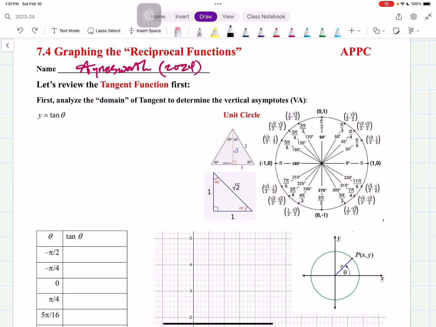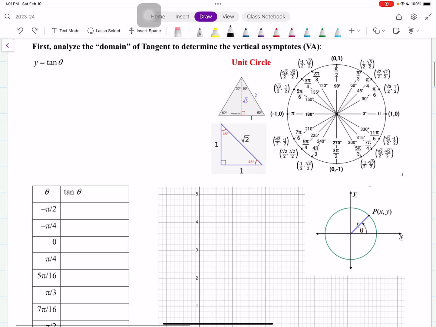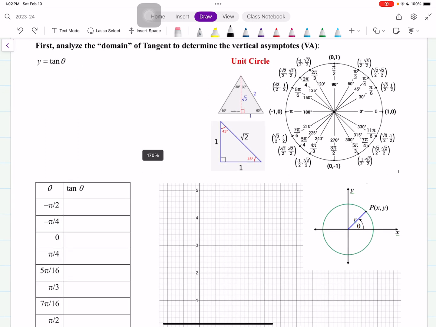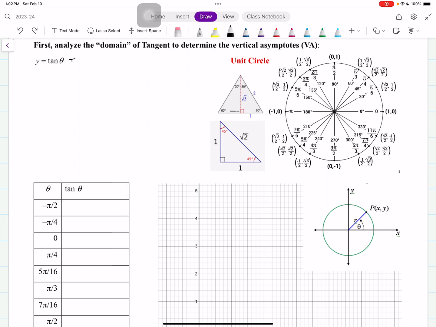So let's do what we always do, and analyze the domain first so we can determine the vertical asymptotes. First, we have to understand that tangent theta is defined to be sine theta divided by cosine theta. We're going to write it as a rational function, and as you know, all rational functions have restrictions. So what are the restrictions here? Because we're trying to find the domain, which gives us information on the vertical asymptotes.